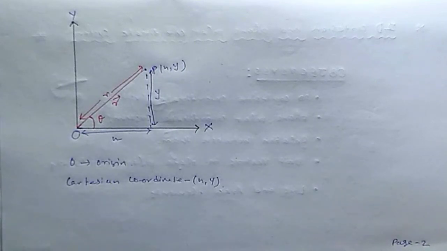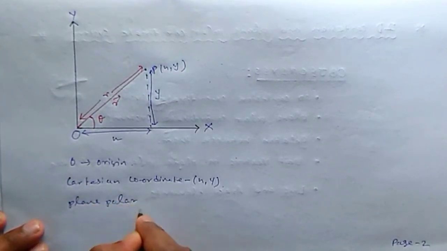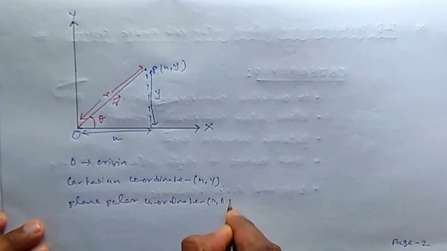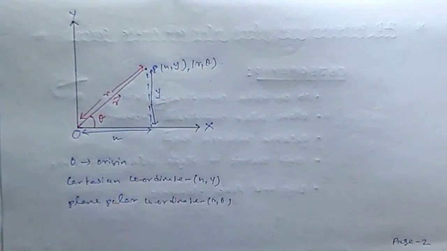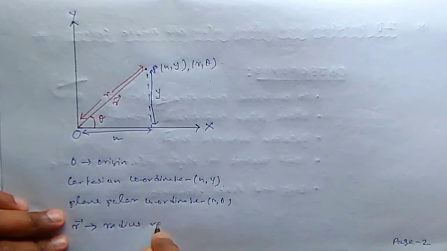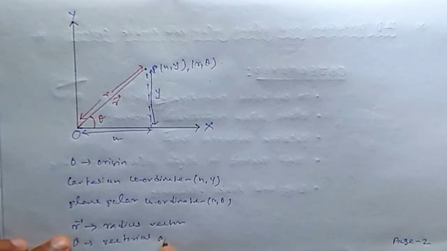So the plane polar coordinate is r, theta. r is the radius vector and theta is called the vectorial angle.